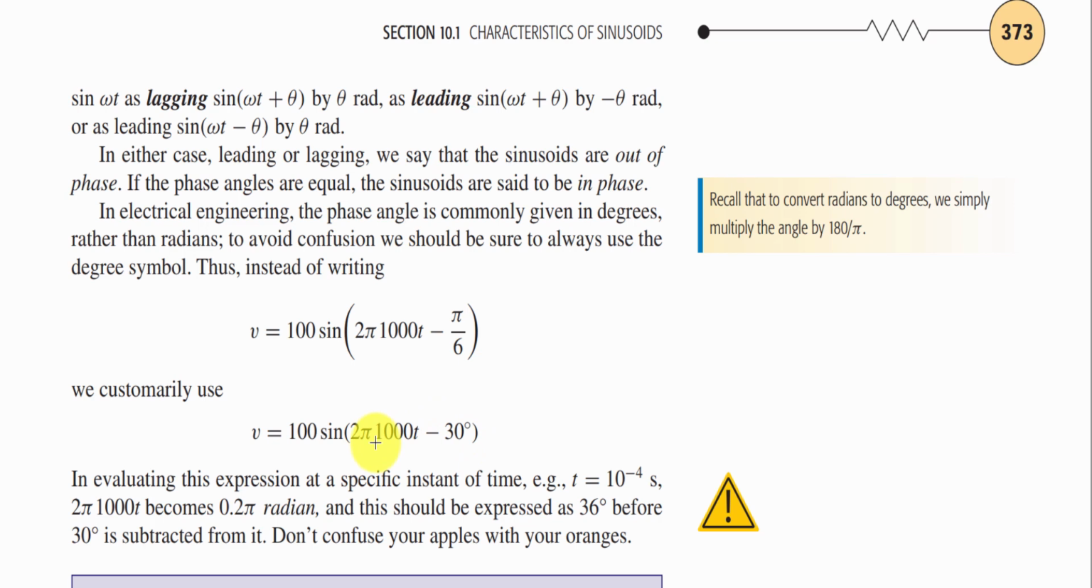This 2 pi f t, where f is 1000, is a time domain function. If you put t equals 0, that will be 100 sin(minus 30). If I put t equals 0.1, that will be 100 sin(2 pi times 1000 times 0.1 minus 30). So for different points in time, we can plot the instantaneous values for this function v.